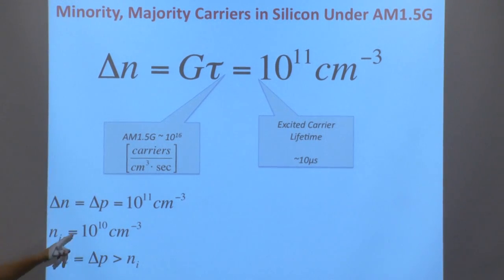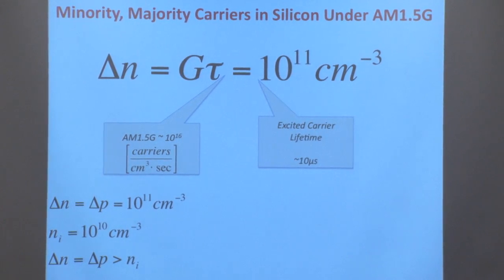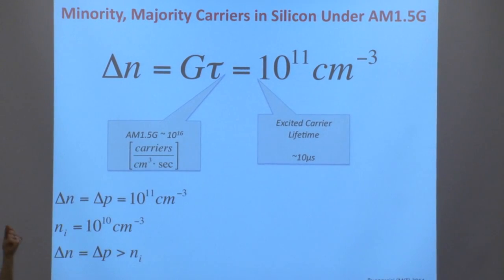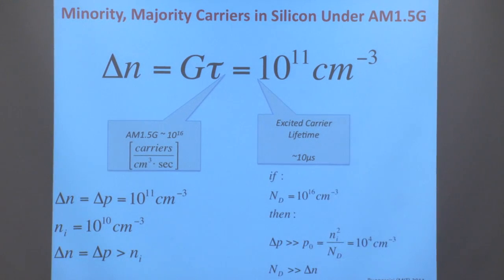If we look at our intrinsic carrier concentration, so if we had no dopants, how many carriers would we have just from thermal excitation? And that's about 10 to the 10. And so you can see that your delta N is actually larger than your intrinsic carrier concentration for silicon under normal illumination conditions.